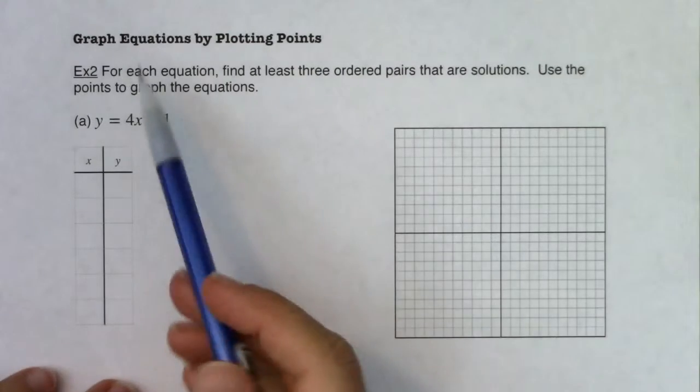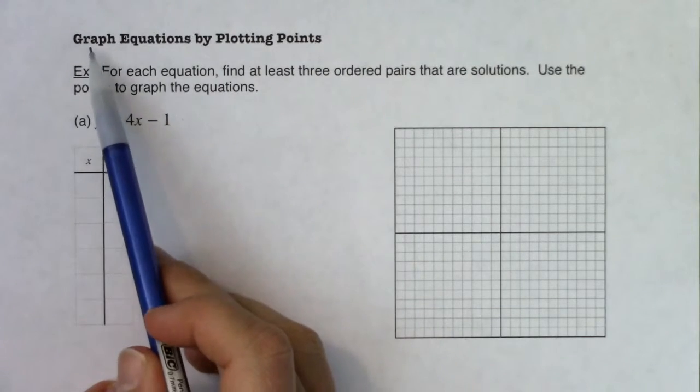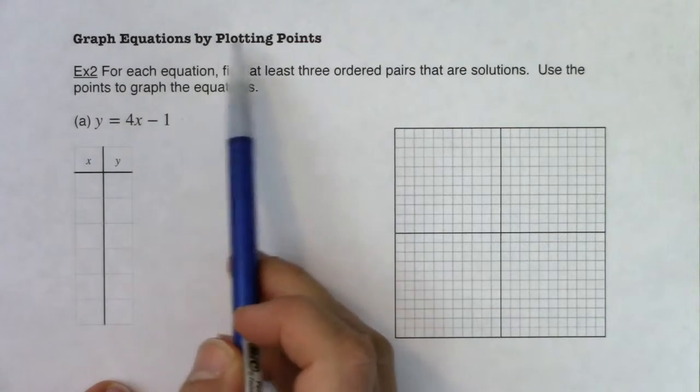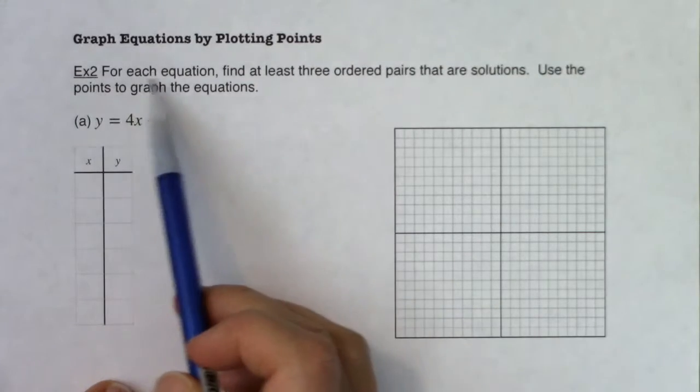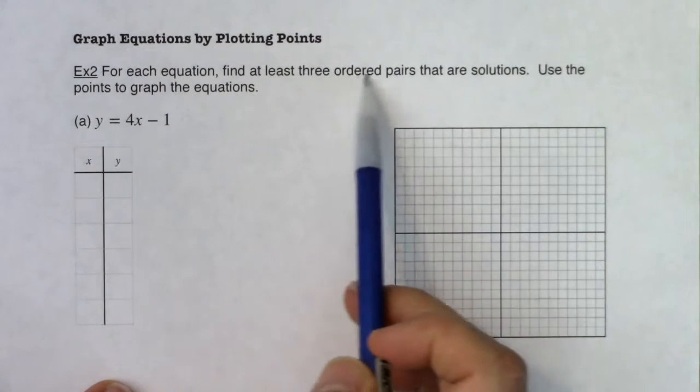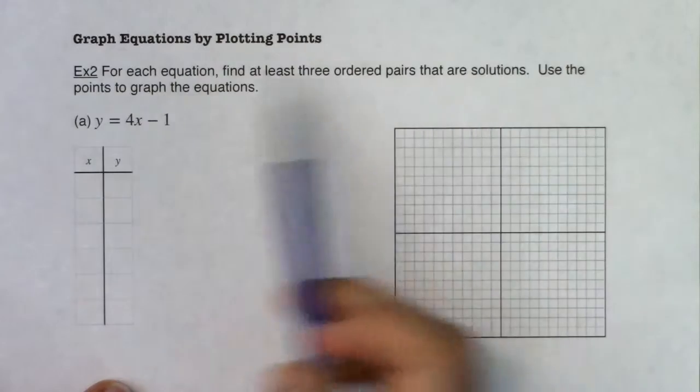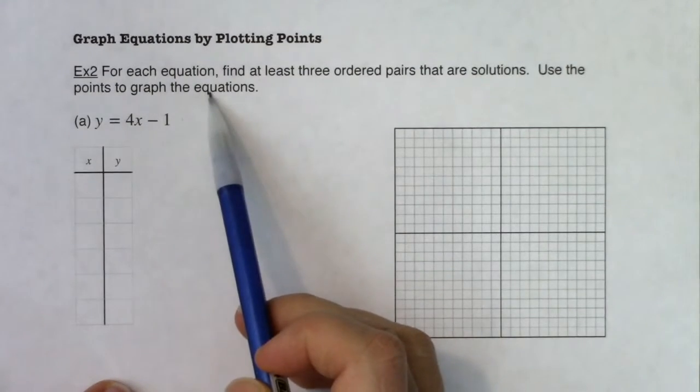Welcome back, gang. So let's take a look at our next example. We're now going to graph equations by plotting points. So for each equation, find at least 3 ordered pairs that are solutions. Use the points to graph the equations.